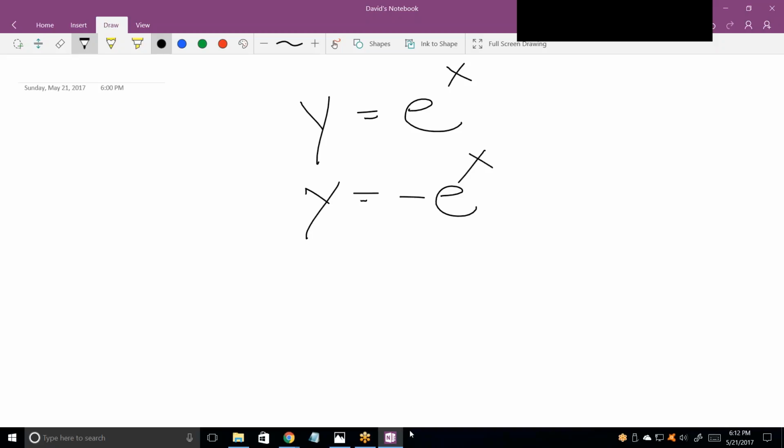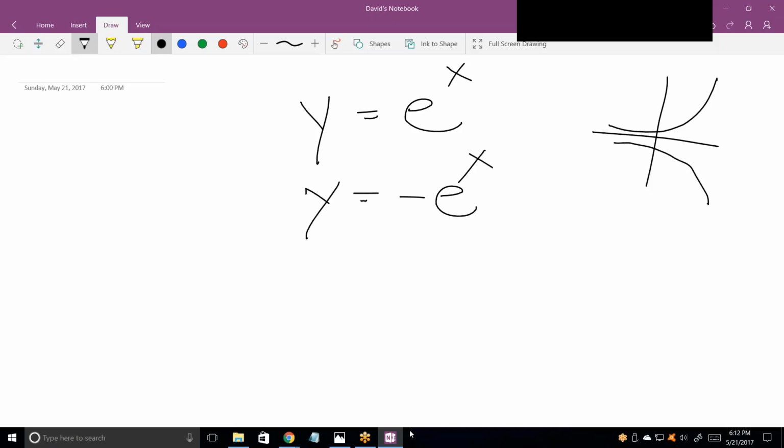Hold on. Negative signs mean reflections. So what does that negative sign do? Reflects it over the y-axis. No, it's a vertical shift. Excuse me, it's a vertical reflection. So it'd be over the x. If e to the x looks like that, this is a vertical reflection. It makes it look like that. I call that a vertical reflection.